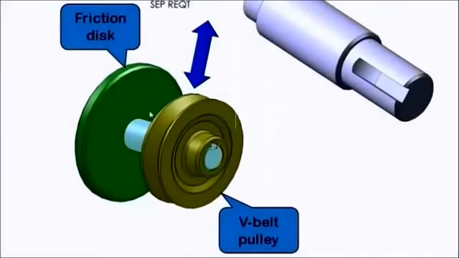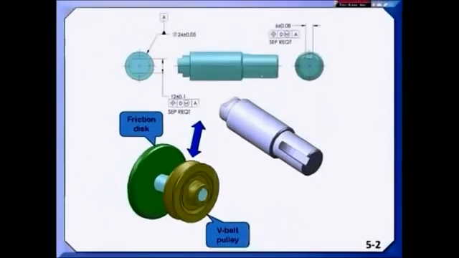In this application, now a friction disc is going onto the pair of flats, and a V pulley is making use of the key seat. So here I really don't worry about the orientation, and I would say separate requirements. So a part like this would be acceptable.